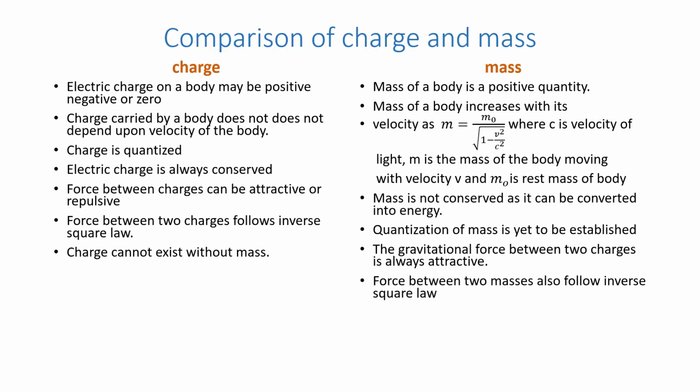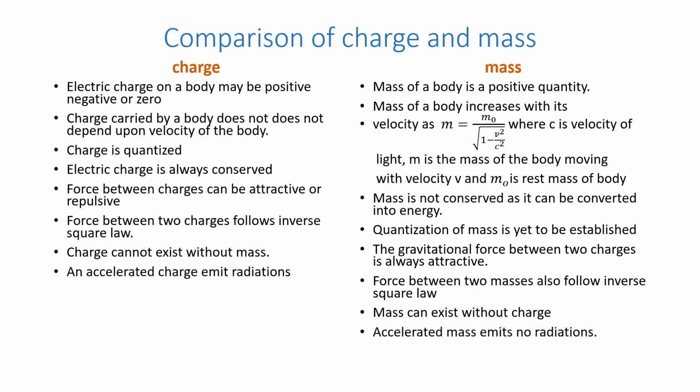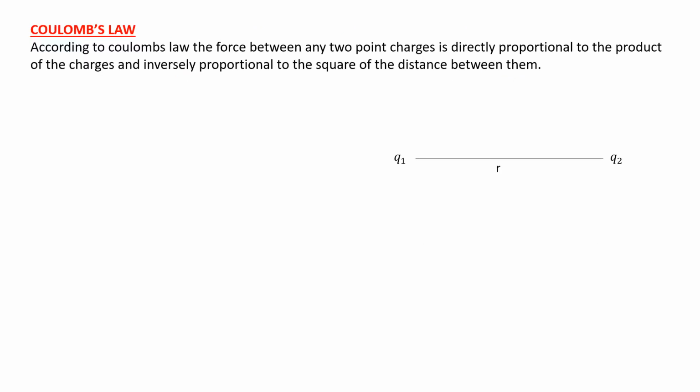Charge cannot exist without mass, but mass can exist without charge. An accelerated charge is the source of electromagnetic radiation. It emits radiations, but accelerated mass emits no radiation. Next, we will discuss Coulomb's law.